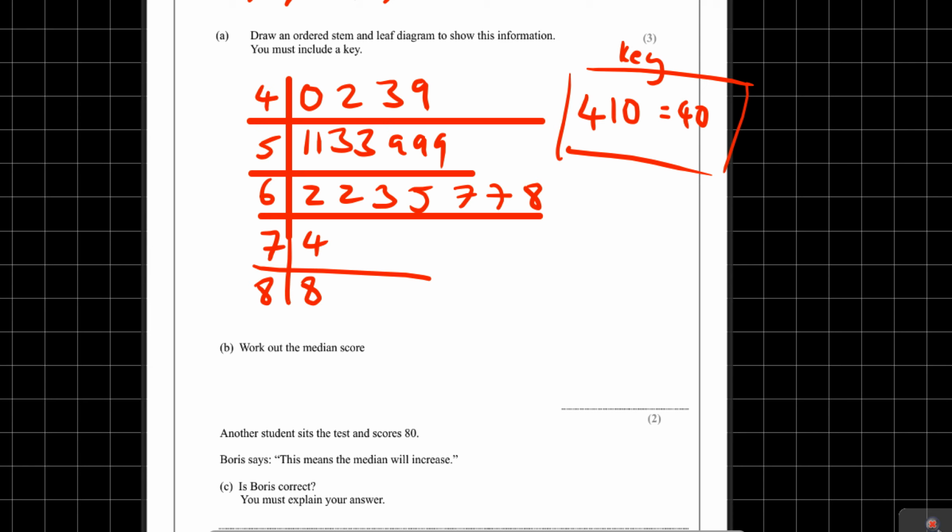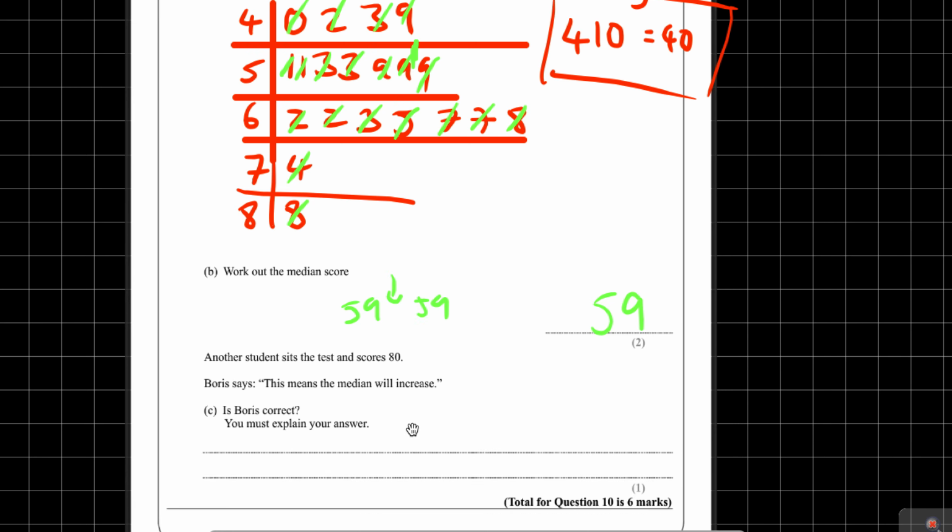Then we want to find the median score. To find the median score again we're going to start from one end, start from the other end, and meet in the middle. From the lower end we always go left to right, from the larger end we always go right to left. And then we are left with our value in the middle, which is 59, so our median score here is 59, which is the half.